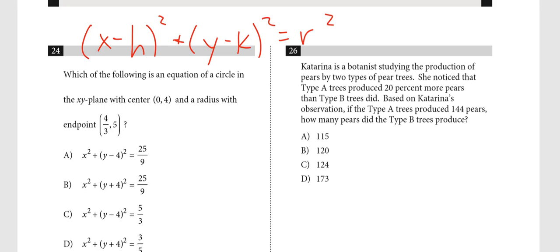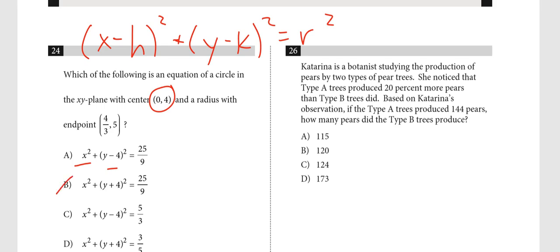Alright, now, the center is at (0, 4). Well, guess what? That doesn't help me rule out any of the choices, because if you look at that, every one of those choices has 0 and 4. Right? (x - 0) squared, (y - 4) squared. Oh, maybe it does. Any of those choices we can get rid of?